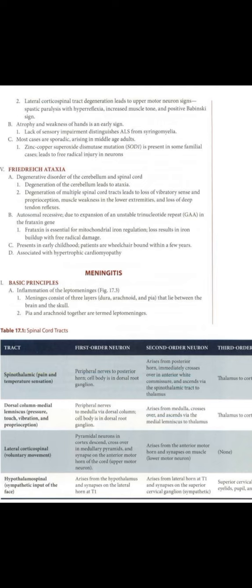Frataxin is essential for mitochondrial iron regulation. Loss results in iron buildup with free radical damage. Presents in early childhood. Patients are wheelchair bound within a few years, associated with hypertrophic cardiomyopathy.